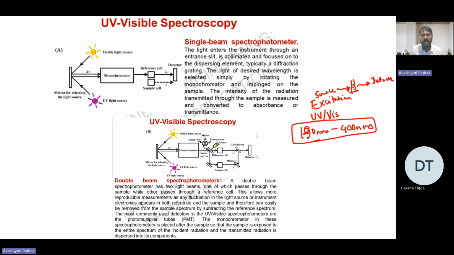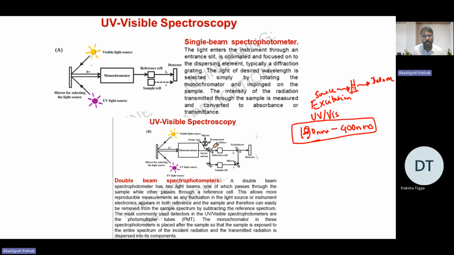So the light enters the instrument through an entrance slit. This is a visible light source, or you can have a UV light source. You can set the wavelength at which you want the sample to absorb. The light is collimated and focused on the dispersing element, typically a diffraction grating. So this is the diffraction grating. The light of the desired wavelength is selected simply by rotating the monochromator and impinged on the sample.